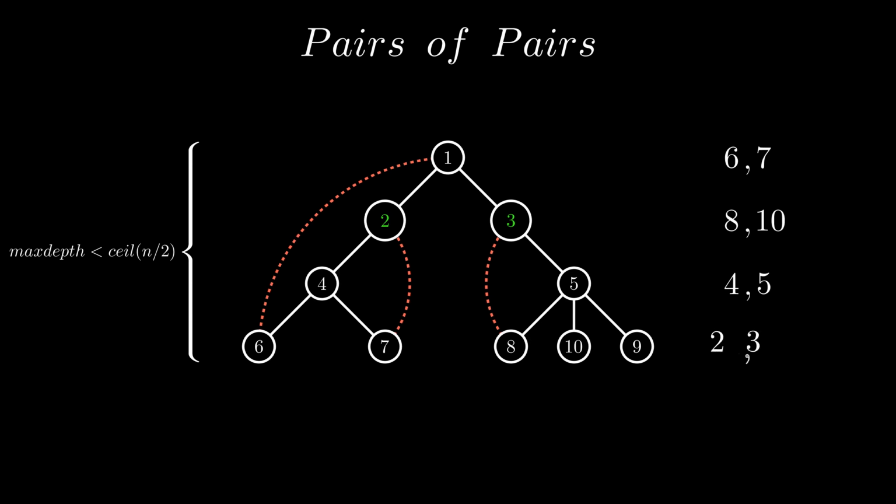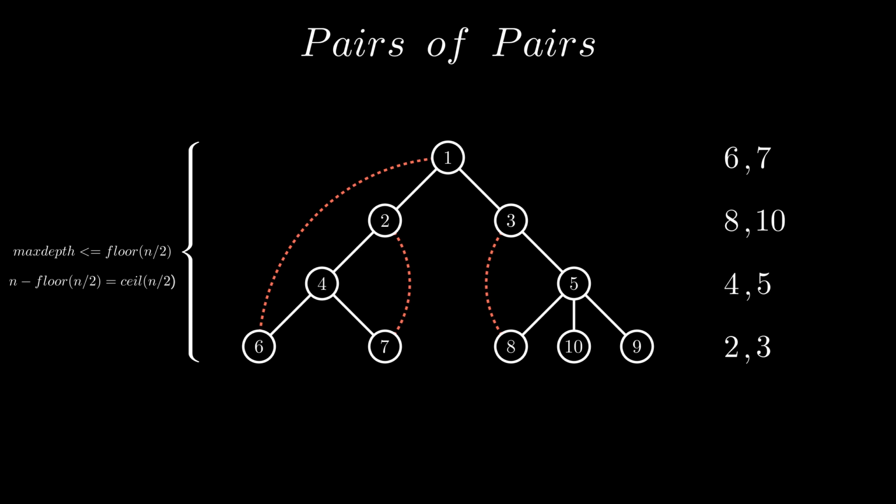The maximum depth of our tree is less than or equal to the floor of n by 2, and because each depth will have at most 1 node remaining, we will have at most floor of n by 2 nodes remaining in total. N minus floor of n by 2 is equal to the ceiling of n by 2. Hence, this method always pairs at least the ceiling of n by 2 nodes.